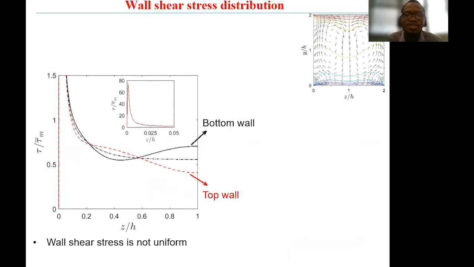Now let us consider the distribution of the wall shear stress. As you can see, the distribution is not uniform. The wall shear stress is not constant at both the upper wall and the lower wall. At the bottom wall, you have 2 minimal points and 1 maximal point. Here I'm showing just half of the duct, so Z over H varies from 0 to 1. And at the top half of the duct, you just have 1 minimal point located at the center of the duct.